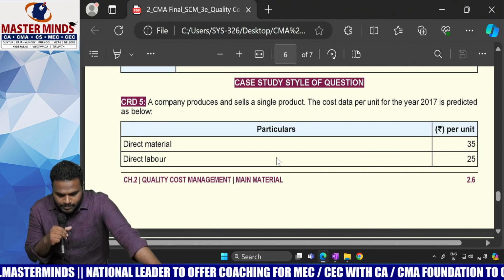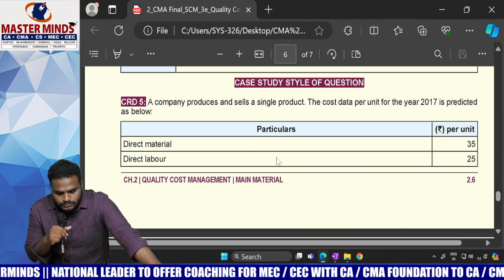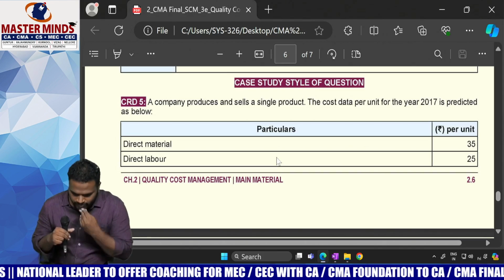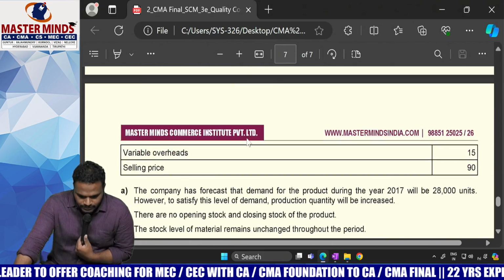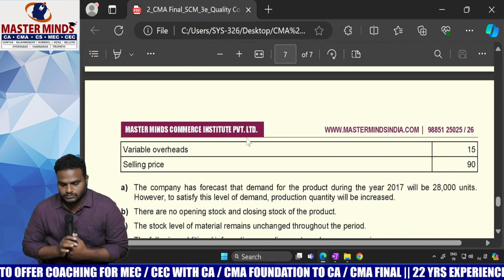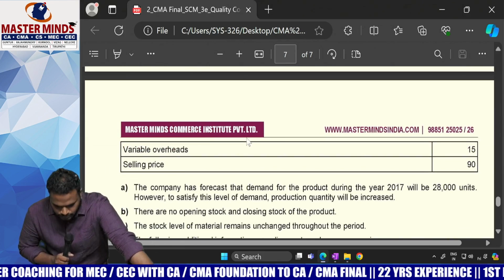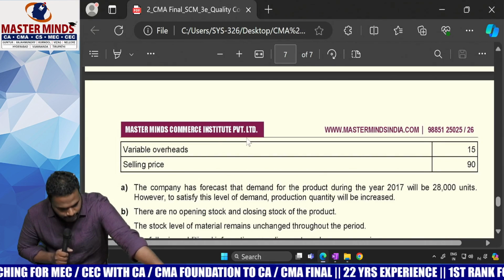Direct material per unit 35 rupees. Direct labor per unit 25 rupees. Variable overheads per unit 15 rupees. Selling price per unit 90 rupees.